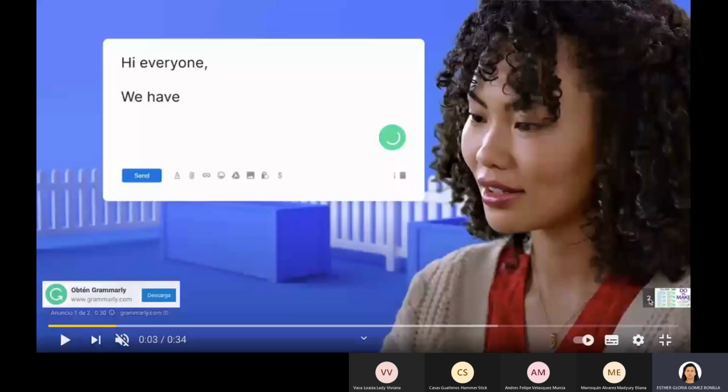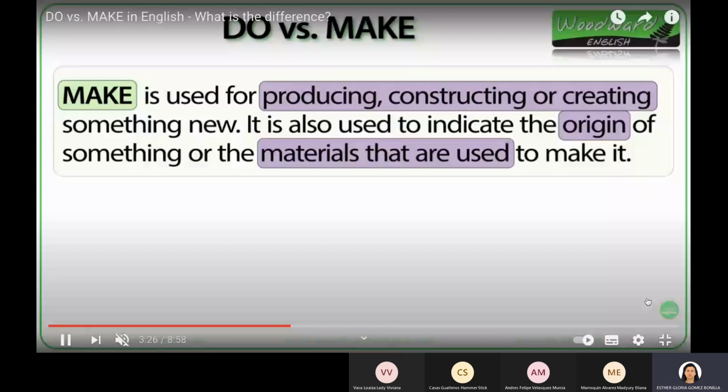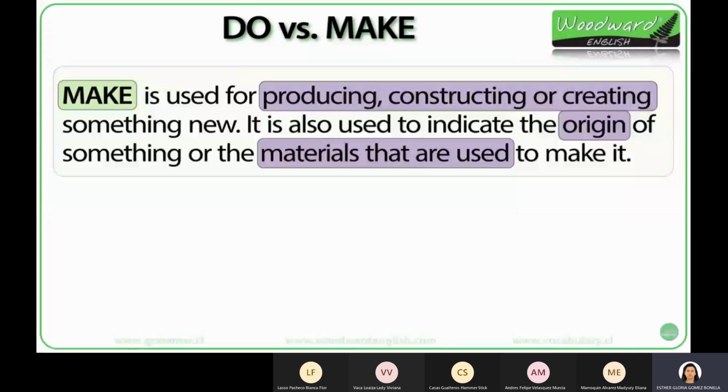Because it was interrupted. Another situation when you use, let me see, okay, another situation when you use make. Make is used for producing, constructing, or creating something new. It is also used to indicate the origin of something or the materials that are used to make. For example, remember, for producing, constructing, or creating. So, make is when you are going to produce, to create objects or things.